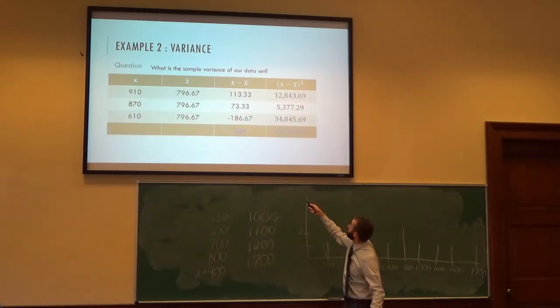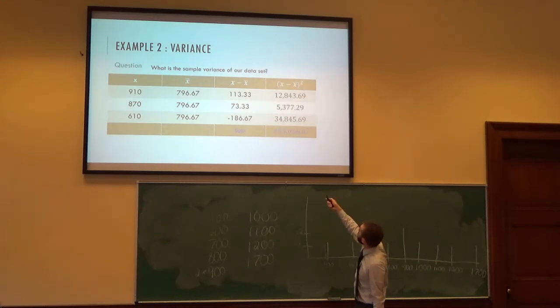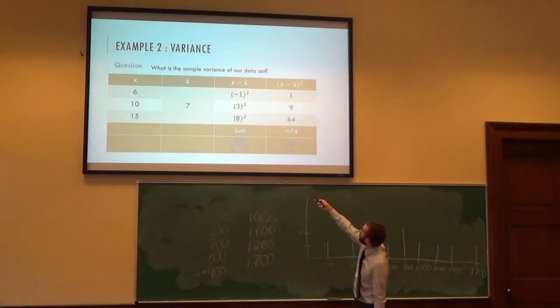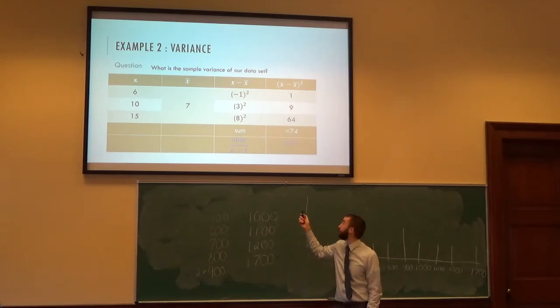Okay? And then we sum it, that equals 74. And then the sum, this will give us our sample variance. Sum divided by n minus 1 is 37. Is that clear?